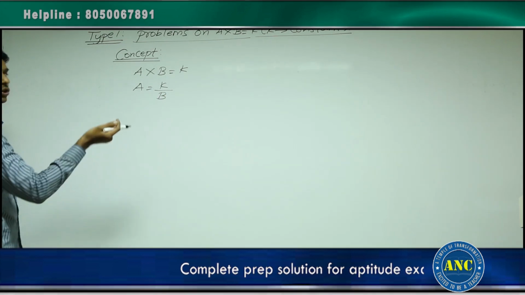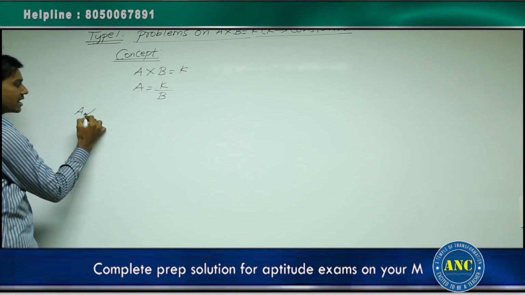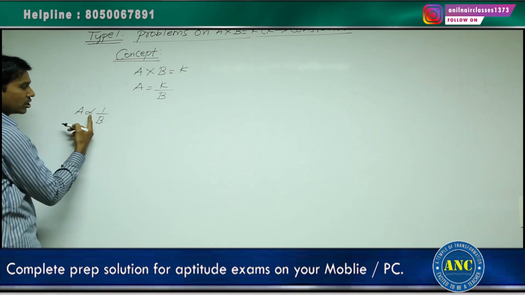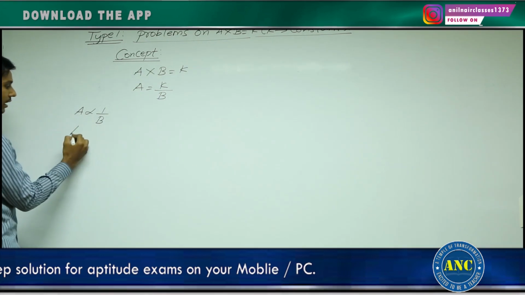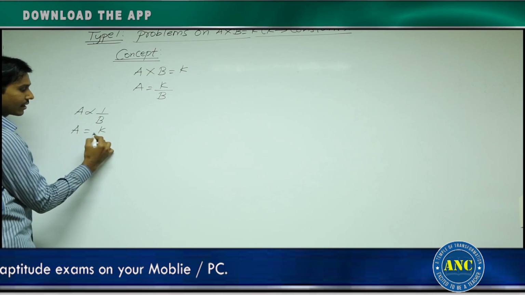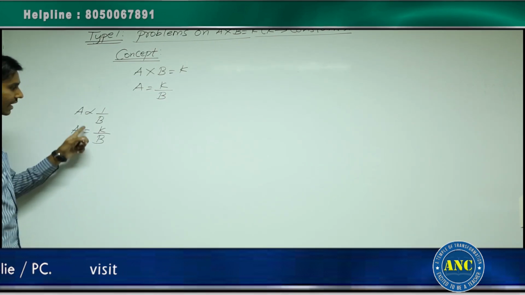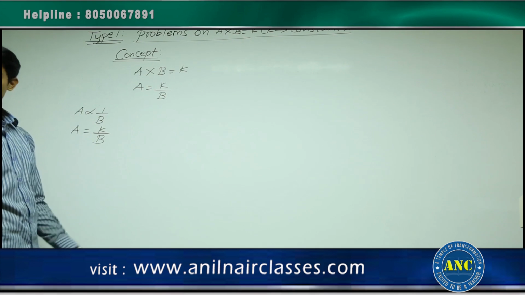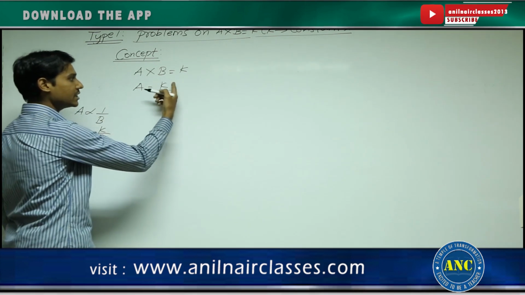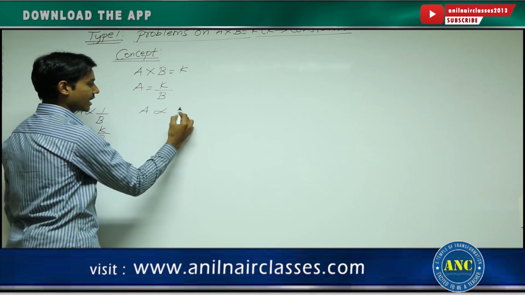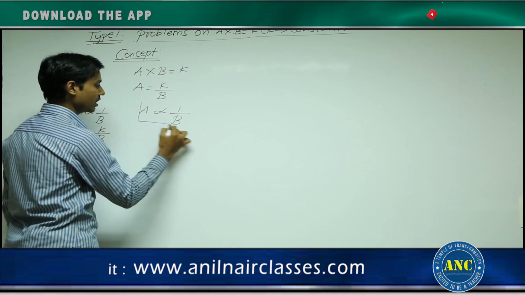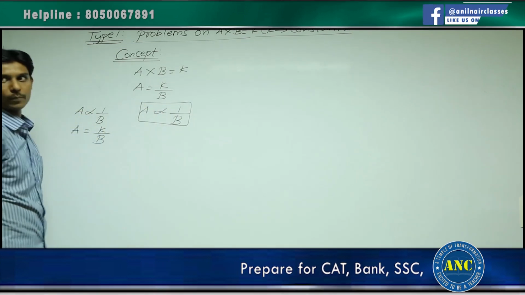See here. In your school days you might have studied, if A is inversely proportional to B, to remove this inversely proportional symbol, you will put equals and you will write some constant. Now it is in this form. Can I write that A is inversely proportional to B? That means if A is equal to constant by B, I can write it as A is inversely proportional to B.